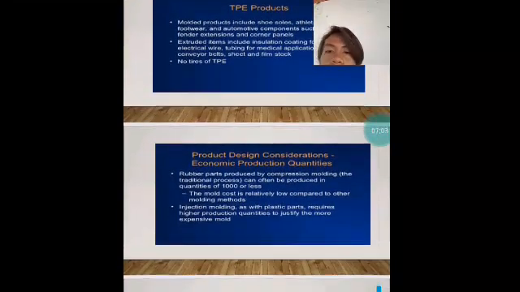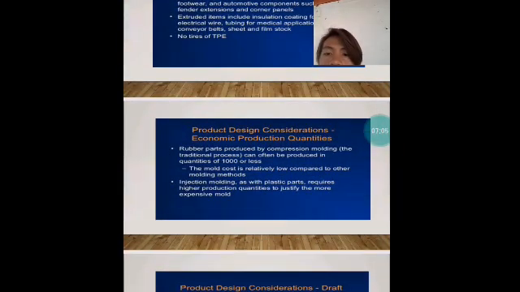Next is product design consideration, economic production quantities. Rubber parts produced by compression molding, the traditional process, can often be produced in quantities of 1,000 or less. The mold cost is relatively low compared to other molding methods. Injection molding, as with plastic parts, requires higher production quantities to justify the more expensive mold. Because of the molds, the tire also becomes more expensive. The more we mold, the more the sales increase, and depending on the quantity, the cost is also high.